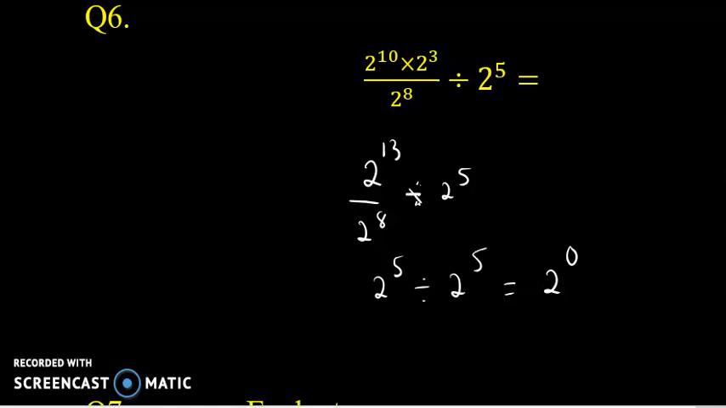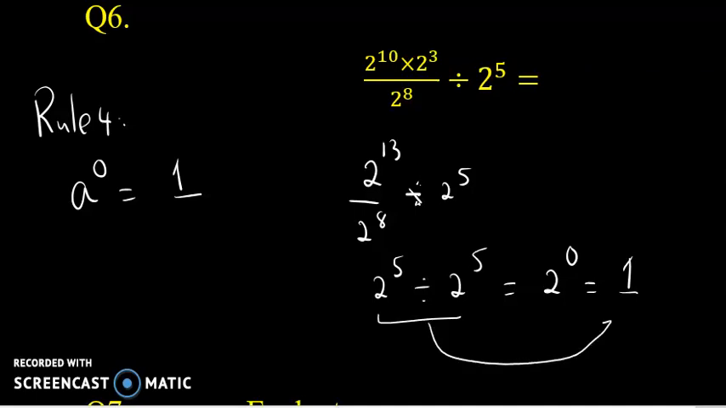But if you look at it, this is the same number divided by itself. So any number raised to the power 0 is simply equal to 1. And so this will be rule number 4 of exponent, which I did not mention earlier. Any number raised to the power 0 is equal to 1, because that number divided by itself is just 1. As we have seen here, 2 to the power 5 divided by 2 to the power 5 is the same number, so that is equal to 1, which is the same as 2 to the power 0.